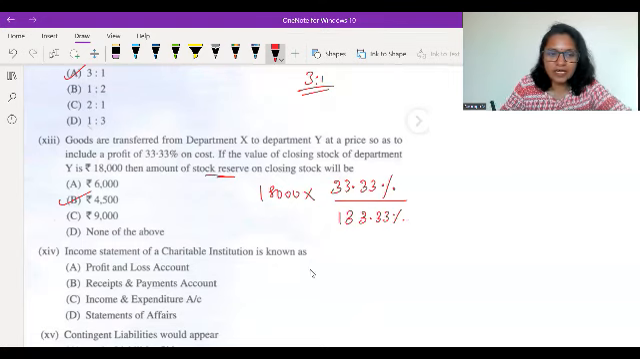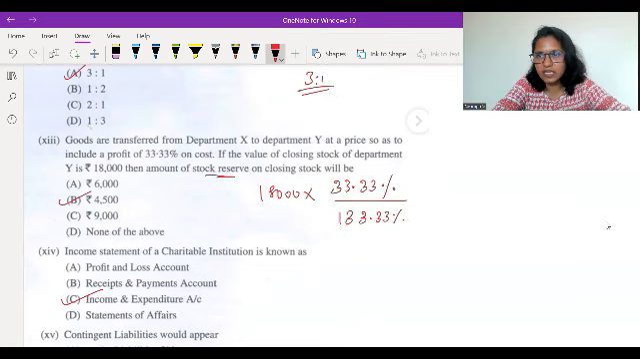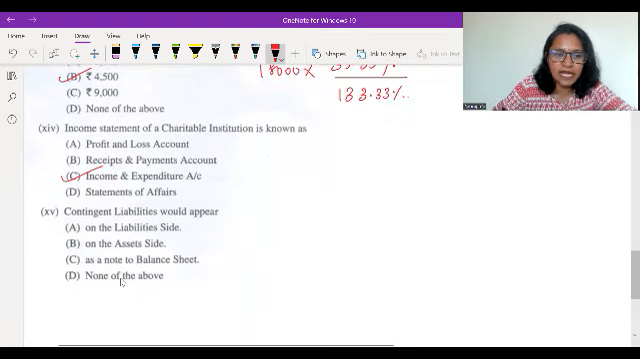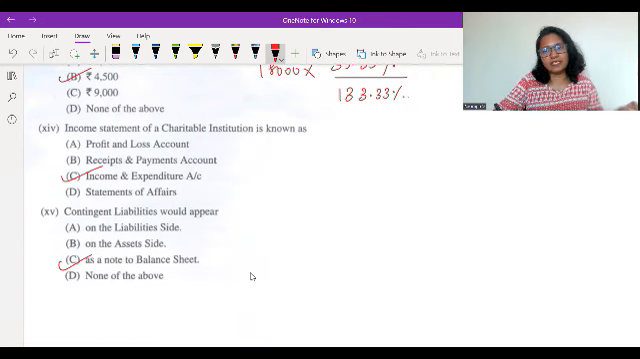Income statement of a charitable institution is also known as income and expenditure account. It is quite an easy one. Contingent liabilities would appear as a note to the balance sheet.